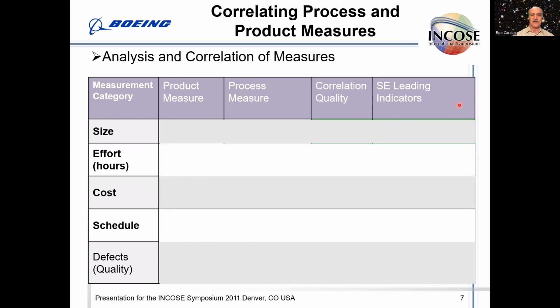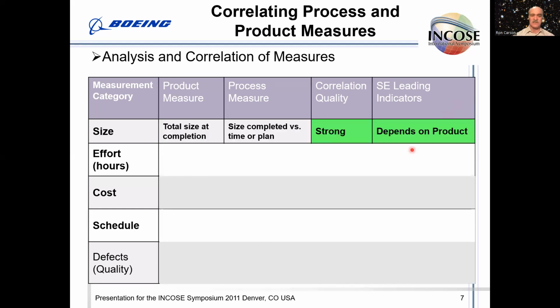I think it's also 2010. So in the area of size, total size at completion, process measures along the way would be size completed versus time or versus a plan, and there would be a strong correlation because they would be the same thing at the end. There weren't specific leading indicators for that. It depends on the specific product, but the concept is very clear and straightforward.